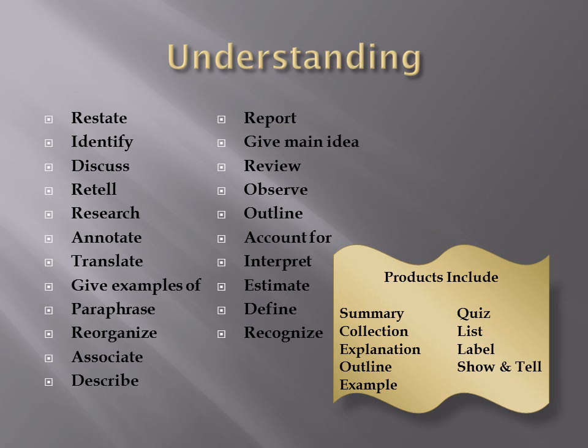From this list here, you can see what understanding might be, with some of the things you might be doing. You may have them restate, annotate, paraphrase, review or observe something, estimate or define. Products might include reciting a poem, or summarizing either verbally or in writing. You might have them create a list or a label or something along that line.